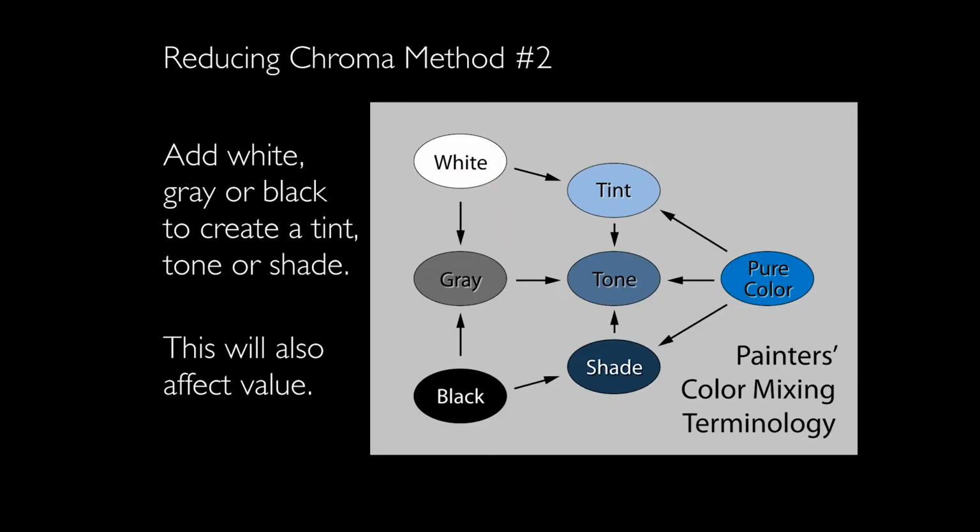The second method for reducing chroma is to add either white, gray, or black, so to add a neutral in there. This creates respectively a tint, a tone, or a shade. So add white and you create a tint, add gray and you create a tone, add black and you create a shade. These can affect the value, so white will make something lighter, black will make something darker, and gray won't necessarily influence it one way or the other, but it's a good thing to be aware of what these terms are, even though we won't necessarily use them that much in this class.